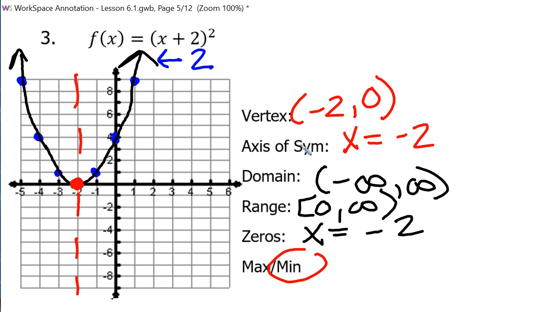Okay, I want you to graph number 4 and fill out the information to the side of the graph. So Q2 number 4.